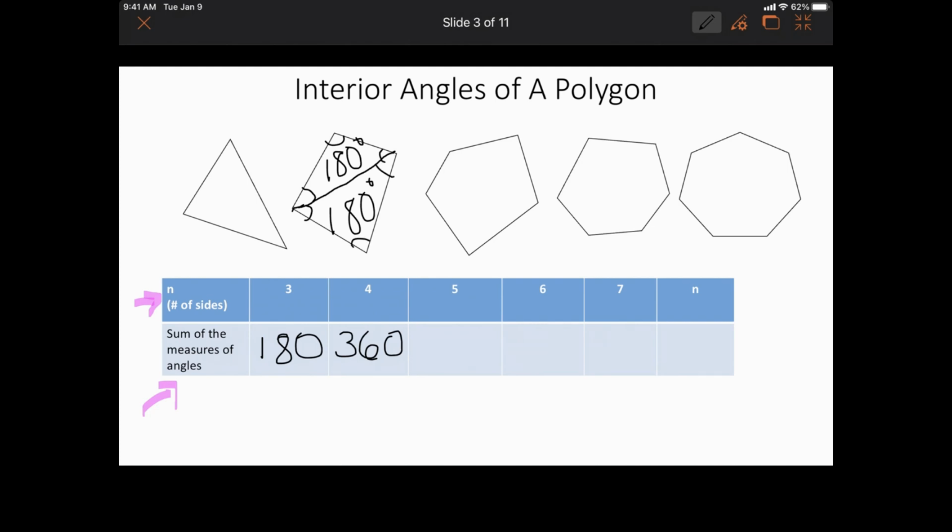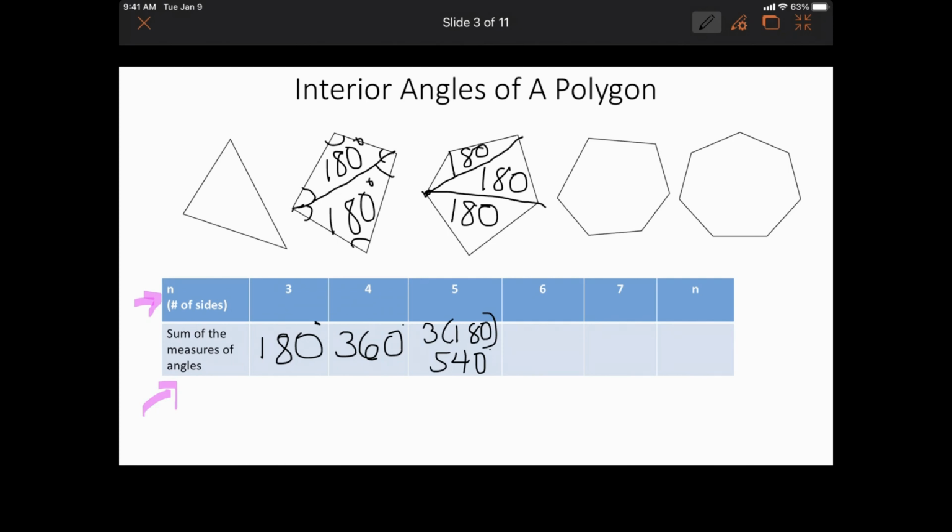Okay, so let's take that idea and move that over to the pentagon. So if I take one vertex and I draw this, okay, how many triangles can I make? Well, this time 3. So I have 3 triangles. So this is going to be 180, that's 180, and then this is also 180. So that's 3 times 180. That turns out to be, okay, I think that's 540. Now we're in degrees.